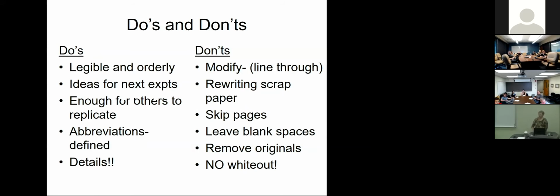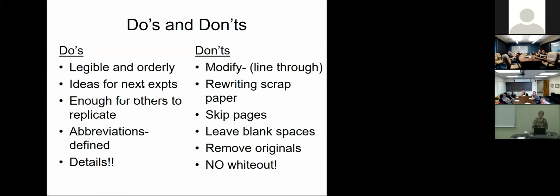If you're going to modify it, don't just change it; cross a line out through it, and then modify it. Don't rewrite your scrap paper, attach it. You don't want to skip pages. That makes it look like you're trying to insert experiments in the middle. Don't leave a lot of blank space. Don't ever take the originals out of the notebook. It stays in. And we don't have much of this around anymore, but don't use whiteout, okay?